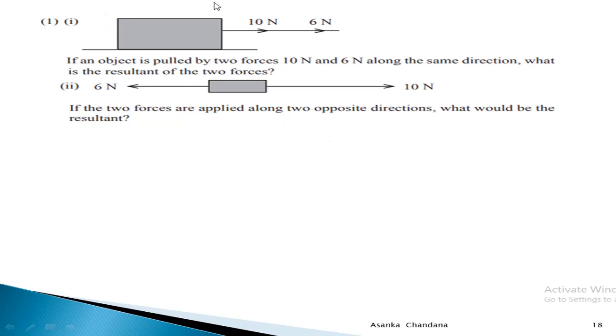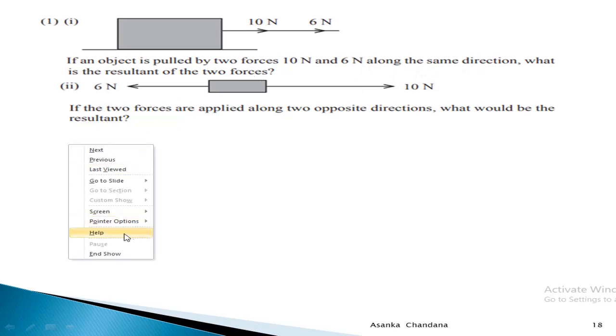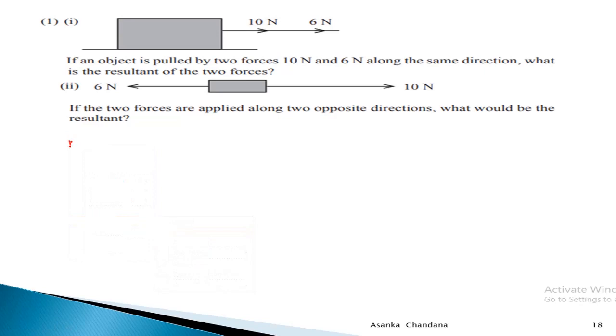Question number 1: there is an object like that, and 10 Newton and 6 Newton are exerted on this object. If an object is pulled by two forces, 10 Newton and 6 Newton, along the same direction, what is the resultant force? Resultant force F can be taken by the addition of 10 Newton plus 6 Newton. 10 plus 6 is 16. So the answer for question number 1 is 16 Newton.